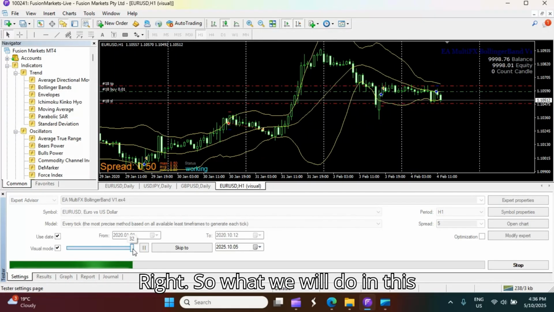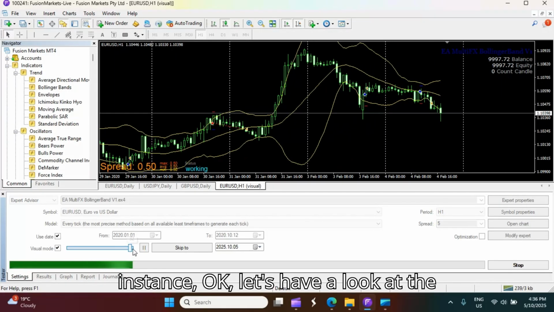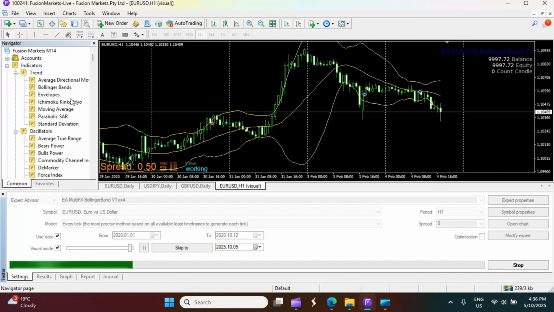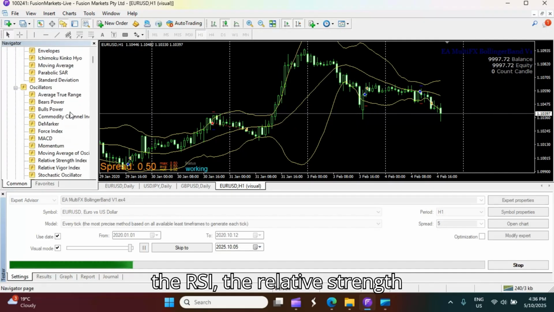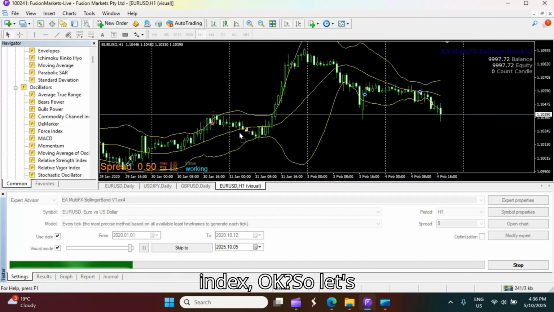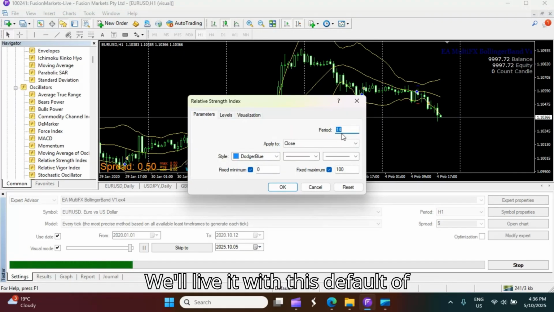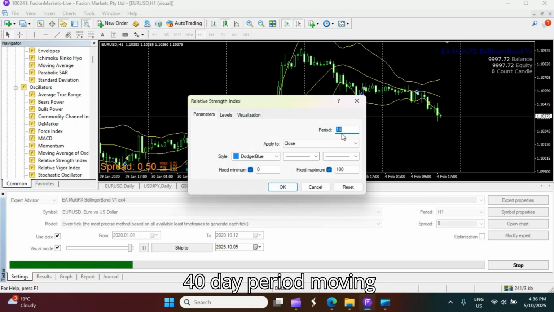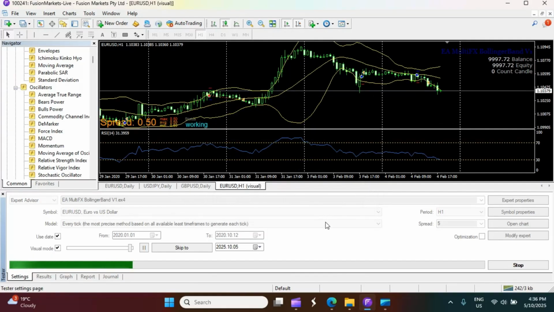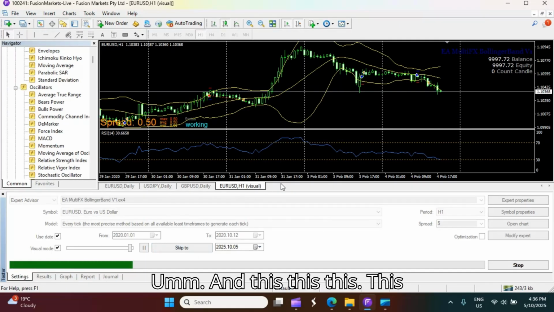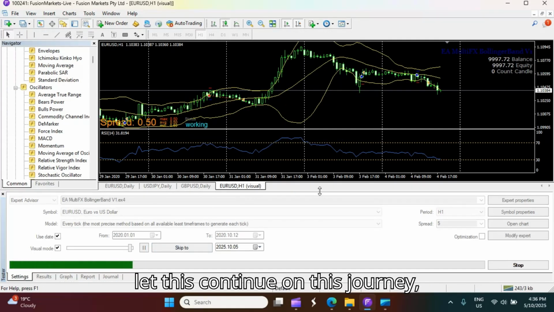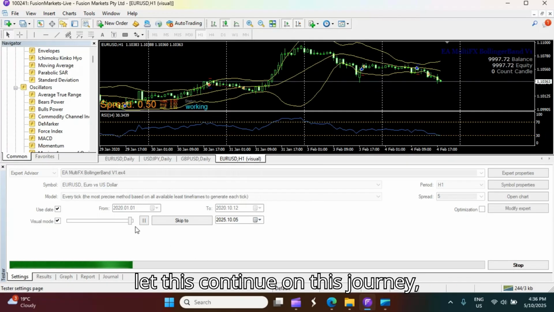Right. So what we will do in this instance, let's have a look at the introduction of perhaps the RSI, the relative strength index. Let's introduce the relative strength index. We'll leave it with the default, a 40 day period moving average. Okay, let's let this continue on its journey.